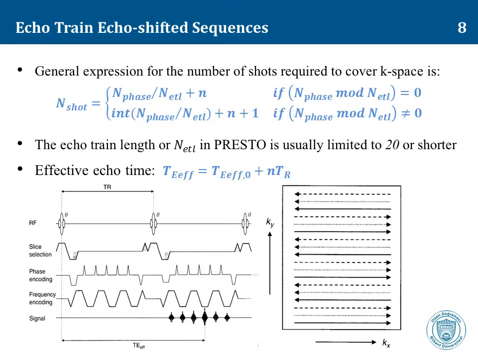The echo train length, or ETL, in PRESTO is usually limited to 20 or shorter, which reduces the image distortion due to off-resonance effect as well as blurring artifacts that can occur in echo planar images in the presence of short T2*. As shown on the pulse sequences, a negative phase encoding prephasing lobe initializes the K-space trajectory away from Ky equal to 0.